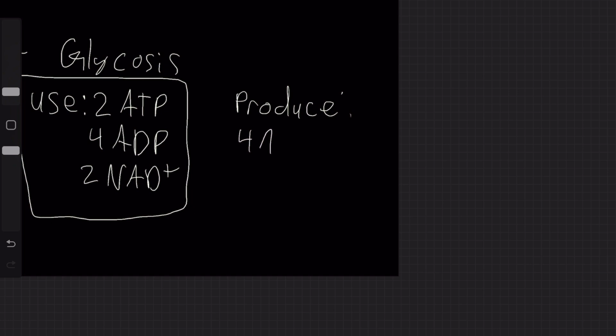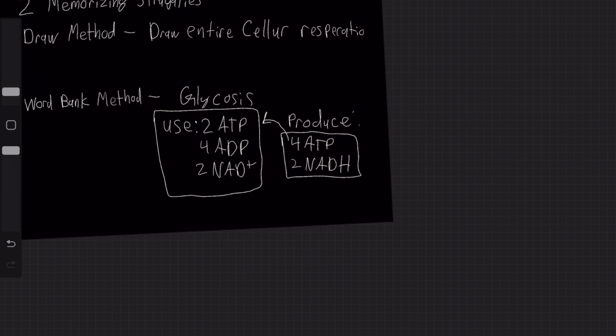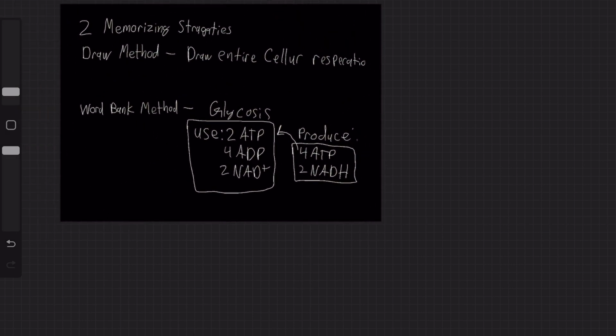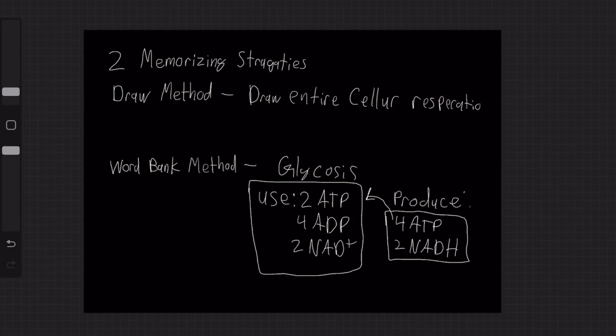4 ATP, but remember that 2 ATP is being used by glycolysis. And then I know I also produce 2 NADH. And all I would do is take these and try to plug them in to wherever I need them to be, and that's how I would use that method. And I'll describe that more when I start talking about cellular respiration.